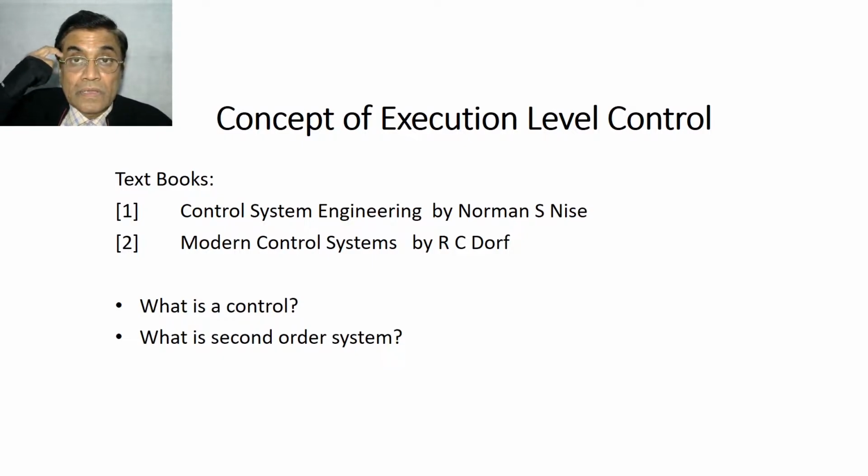So execution level control will follow the order of planning level control, and planning level control will give you the desired state. The execution level controller will try to follow the desired state, and the theory behind it, the mechanism behind it, is the domain of control. So what is control? Control is nothing but sensing and acting, okay? Sensing and acting so as to reach the desired state. That means control will have some kind of sensor, unless it is a bang-bang type control or on-off type of control.